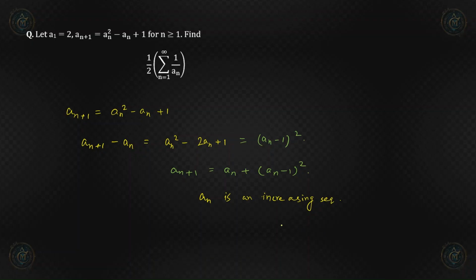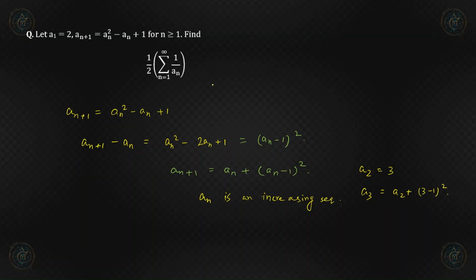Why? Because we have a_{n+1} greater than a_n for all n, right? If we put n equal to 1, we get 2 minus 1, that is 1, 1 square plus a1 is 2, right? So we get a2 equal to 2 plus 1, that is 3. Then a3 will be a2 plus (3 minus 1) whole square. Now this is clearly greater than a2, right? So for all general n, we have this recurrence relation. That means we can say a_{n+1} is greater than a_n for all n.